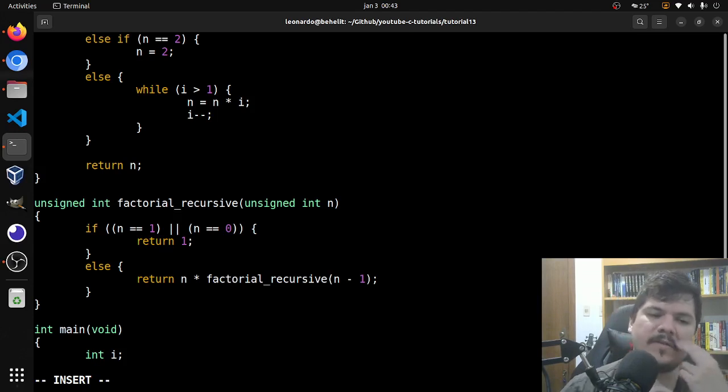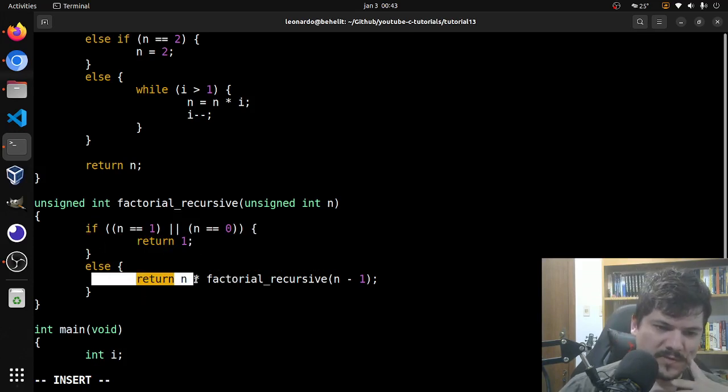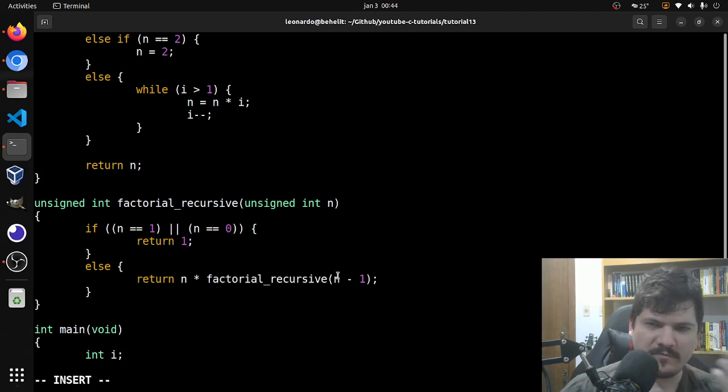So let's try it. Let's go from 0 and going up. If it is 0, it will arrive at this case, and then it will return 1. If it is 1, it also will go to here and then return 1. But if it's 2, it will go to this else here, so it will be 2 times the factorial of n minus 1. That will be 1. So it will arrive here, and then it will return 1. So it will return 2 times 1, which is the factorial of 2, which is equal to 2.